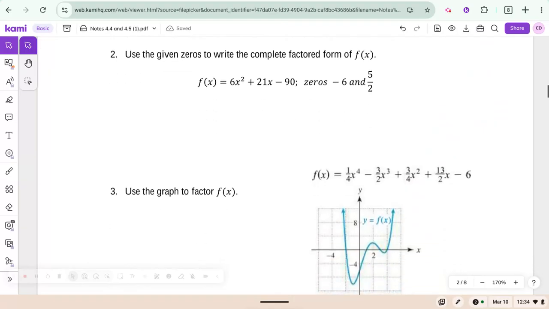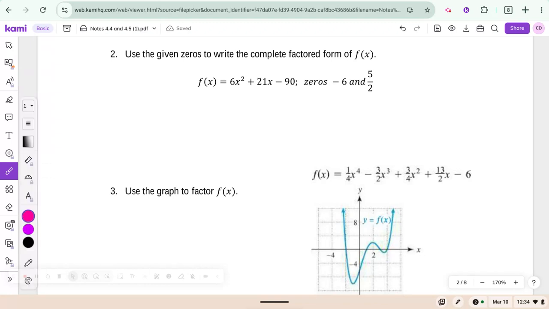Number 2 says use the given zeros to write the complete factored form of f of x. Okay, so this is an x squared. So I know there's only 2 zeros, and there they are, -6 and 5/2. So I know that x is equal to -6 and x is equal to 5/2. I want to turn these into factors. For the one on the left, I'm just going to add 6 to each side. And once it says equals 0, we're good to go.